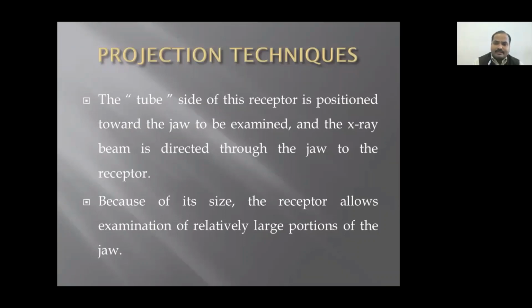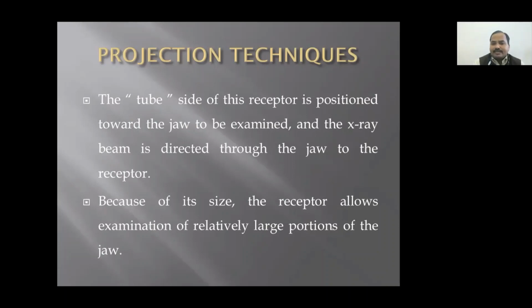Suppose we are taking the radiograph of the maxilla, we have to place the tube side, or the white part of the film, towards the maxillary arch or the maxillary occlusal plane. And the X-ray beam will be directed through that jaw to the receptor. That is the basis of taking the occlusal radiograph.